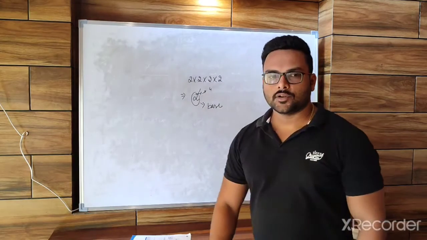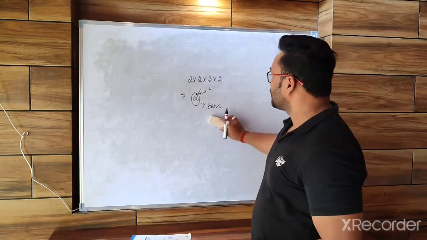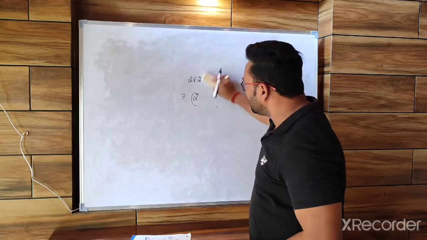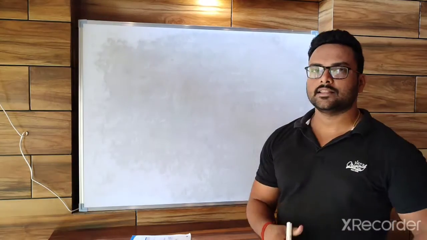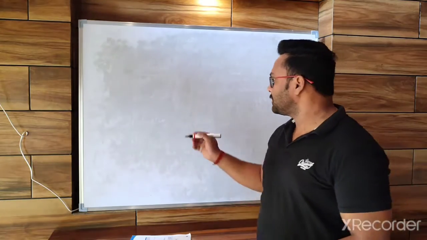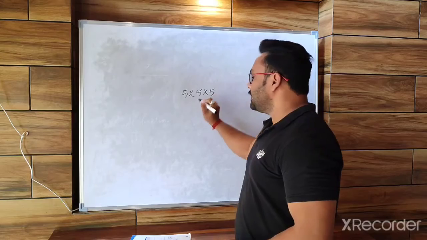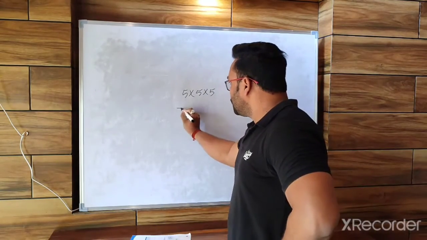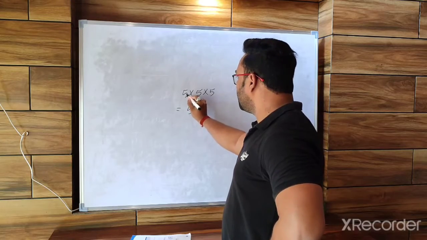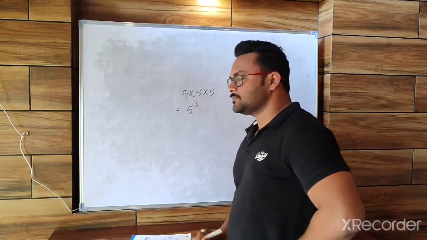2 to the power 4. This is the way we are supposed to read this. Okay, so this is how to write exponents. And suppose any number comes that many times, suppose 5 into 5 into 5, and you are asked to write it in the form of an exponent, then you only have to count the number of 5s: 1, 2, 3. So 5 as the base and to the power 3.